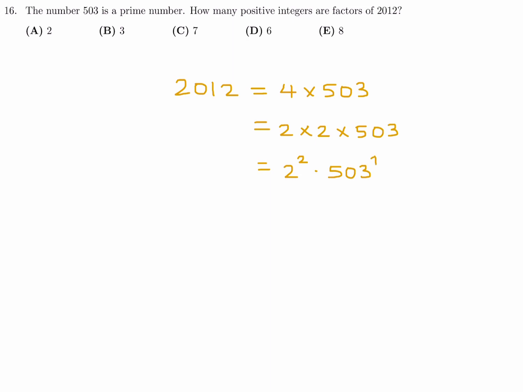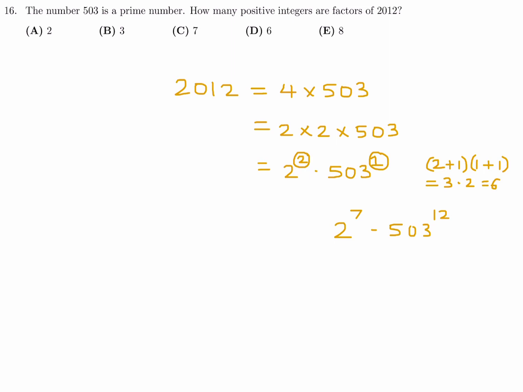Now, anytime you have this kind of scenario, you have two choices. You can list them manually, and if there's not that many of them, it wouldn't take you that long. But if you had a large number like 7 times 503 to the power of 12, then obviously it would be very long. There's a trick. What you do is you take this exponent and you add 1 to it. So in this case, it'd be 3. Then you take this one and you add 1 to it, which is 2. And then you multiply them. So in this case, it would be 3 times 2, which is 6, right? So it would be very easy to do something like that with this technique.